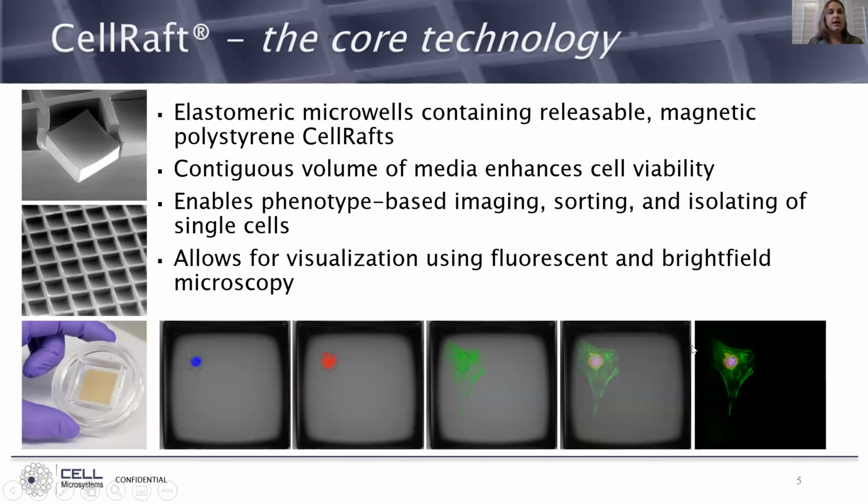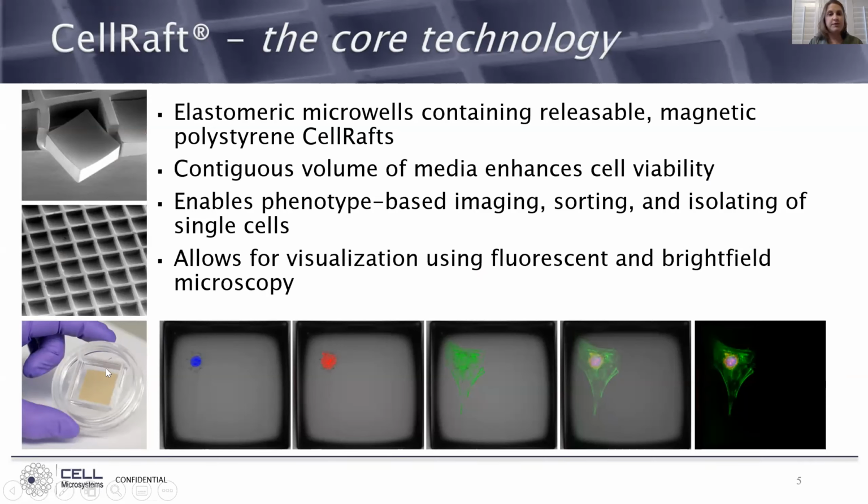The core of our technology is the CellRaft. As you can see here in the bottom left, this is our proprietary consumable that we manufacture. It consists of a reservoir in the center, and if we zoom in, you can see that the reservoir contains these elastomeric microwells shown here. Each microwell contains a releasable magnetic polystyrene cell raft shown here at the top left. That means that the cells are growing on this cell raft in each independent microwell. However, the cells are sharing a contiguous volume of media in the reservoir, which enhances cell viability.